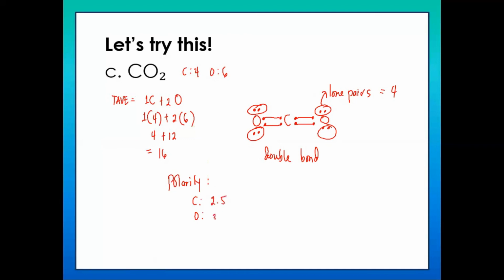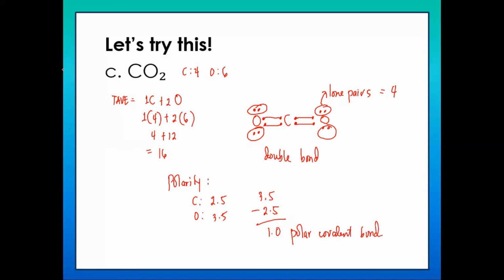2.5, 3.5. Okay? So, hopefully you follow that. So, subtract lang natin. 3.5 minus 2.5. So, you have 1.0. So, following the rule, less than 1.9 or equal to 0.5 is polar covalent bond. Less than 0.5, non-polar covalent. So, therefore, this is polar covalent bond.